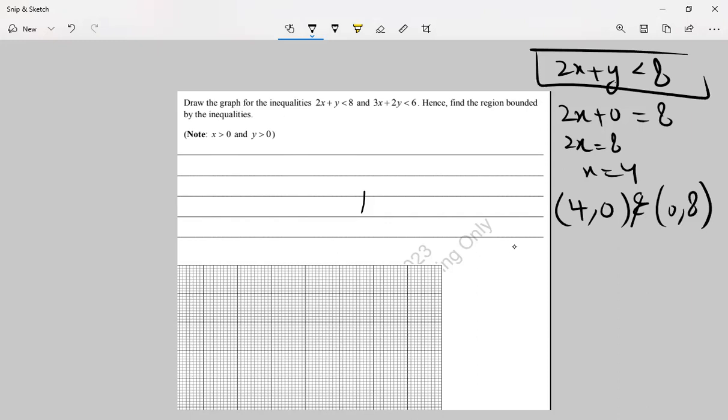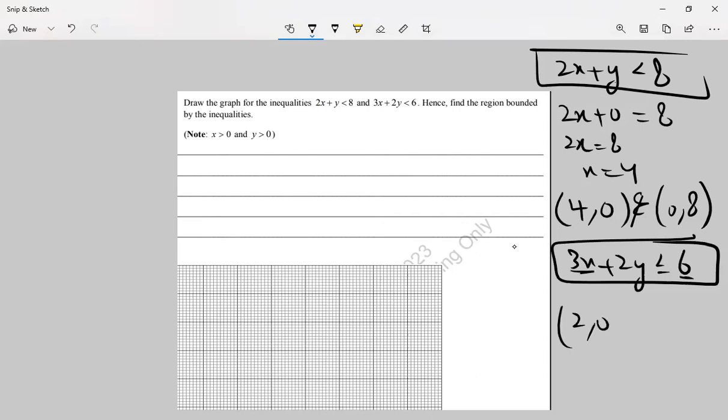Now come to the second constraint's coordinates. The second constraint is 3x plus 2y less than 6. The coordinates will be, from 3x equal to 6, 2, 0, and the second one is 0, 3.